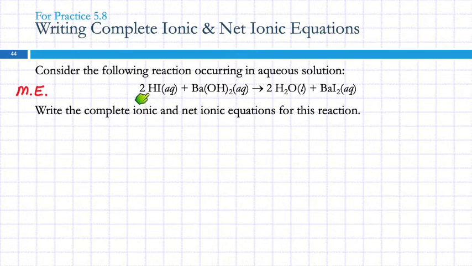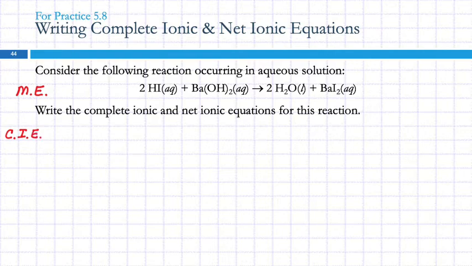So this one starts with H. It's aqueous. It is an acid. And so then we need to know, is it a strong acid or a weak acid? And I'm just going to tell you it's a strong acid. Strong acids form strong electrolytes. They form lots of ions. They're going to separate into the ions. So I'm going to separate this one. If I have two of those units, then I have 2 hydrogen ions and 2 iodide ions. So this is going to be my complete ionic equation.